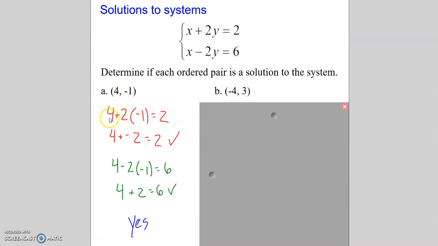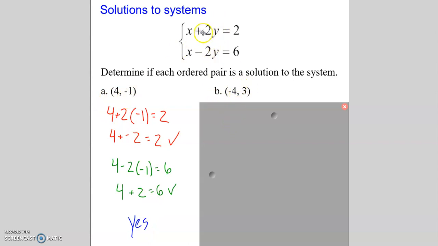So in the first equation, I get 4 plus 2 times -1 equals 2. Is that true? Well, that gives me 4 plus -2 is 2. And yes, that's true. I plug that same point into the second equation. I get 4 minus 2 times -1 equals 6. Is that true? Well, that gives me 4 plus 2 is 6. And yes, 4 plus 2 is 6. Since that point works in both equations, that means that, yes, this point is a solution to this system.